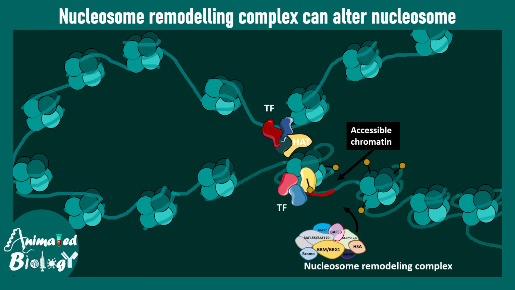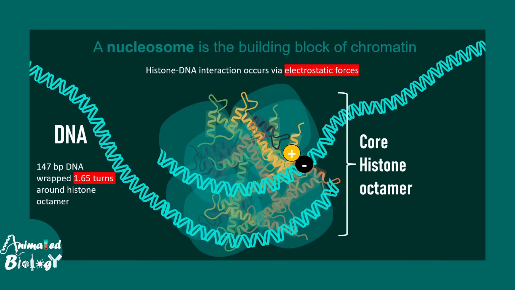Now once the chromatin is accessible, the transcription can resume and the polymerase can transcribe the DNA. So overall, we had a quick overview of the structure of the nucleosome, and we also learned how there is a structural flexibility in the nucleosome that can be changed by histone modification.